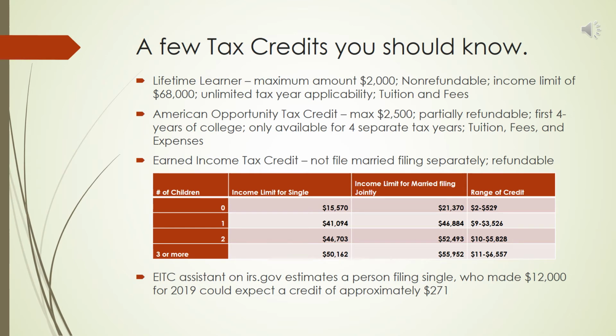Another tax credit, the Earned Income Tax Credit, is not available to those who are married filing separately. It is refundable. It is based on how many children you claim in your home and your income limits. The range of credit goes from $2 to $6,557. On the IRS.gov website, there is an Earned Income Tax Credit assistant. That assistant estimates a person filing single who made $12,000 with no children in the year 2019 could expect a credit of approximately $271.